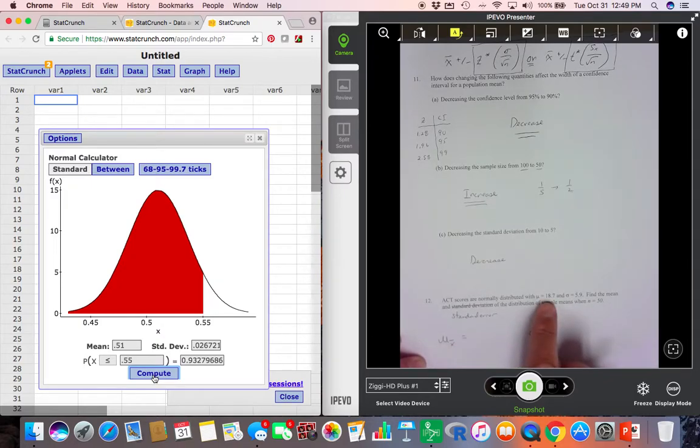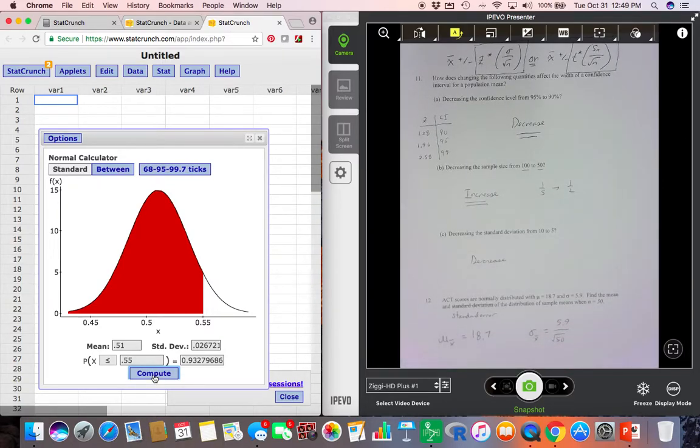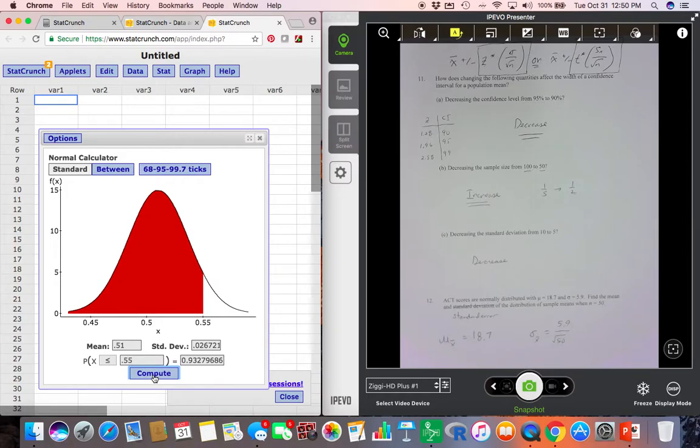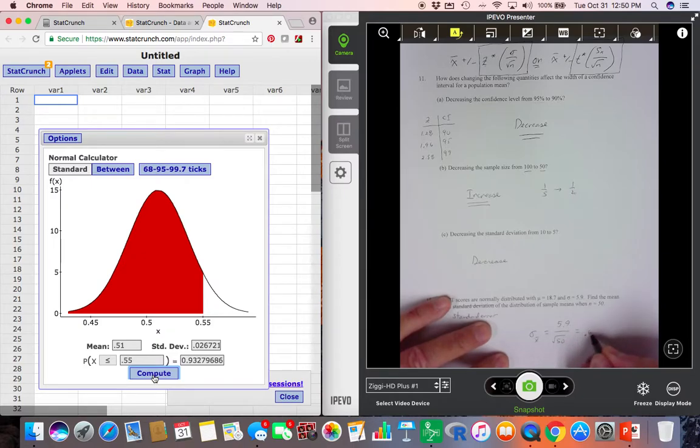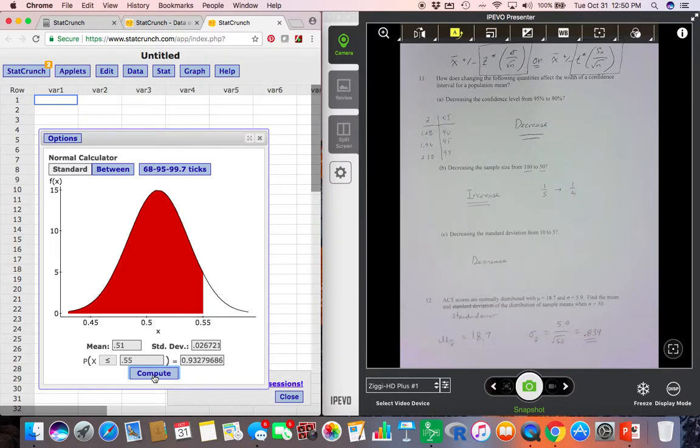Well guys, mu sub x bar is the population mean. That's an easy one. And sigma sub x bar is the population standard deviation over the square root of the sample size. So if you were putting this in as a decimal, I'll just go ahead and do that. It would be 0.834, let's call it. All right, not really worried about consistency of the way I round, because you round according to the number of digits that my stat lab requests.